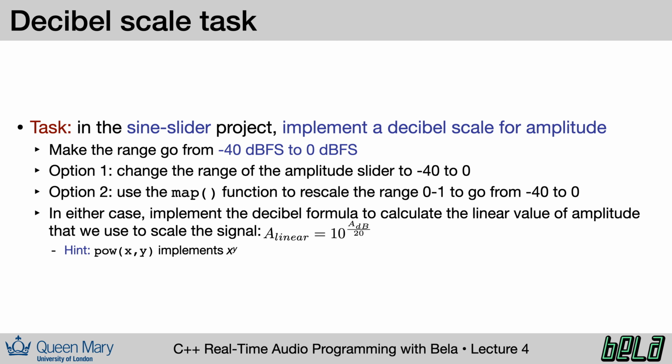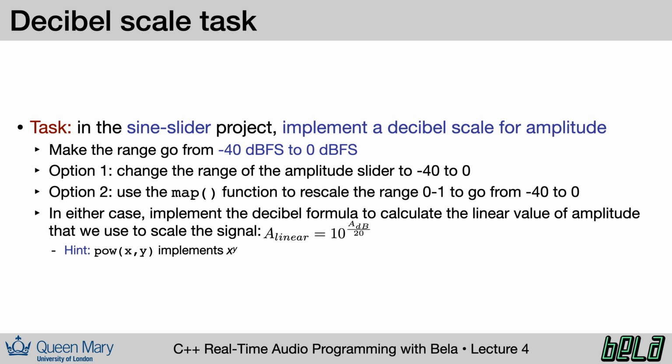And I'd like you to try that now. In the sine slider project, change the amplitude, so instead of using a linear scale between 0 and 1, we use a decibel scale, and I suggest that you make this go from minus 40 dB to 0 dB, where 0 dB corresponds to a linear amplitude of 1.0. You have a couple options of what you could do with a slider. You could either use the map function to rescale its range, or you could simply change the values for the minimum and maximum inside of setup.